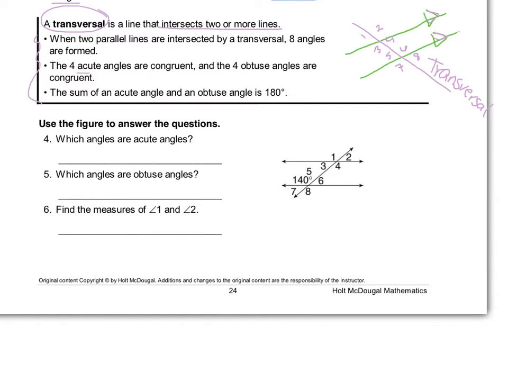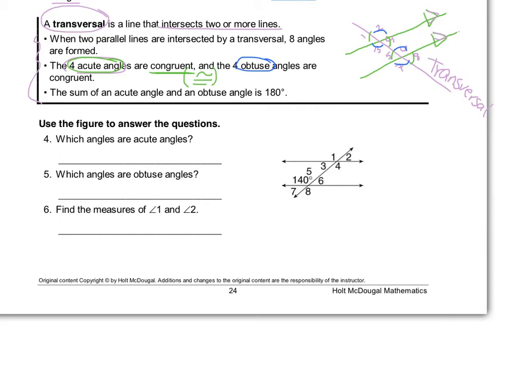The 4 acute angles are congruent. So if I look at my diagram, I have angle 1 and angle 4. Those are 2 acute. And then 5 and 8 are also acute. They're congruent, meaning they are the same. That's the congruency symbol there. Squiggle with an equal sign. The 4 obtuse angles are then also going to be congruent. So 2, 3, 6, and 7 are also going to be congruent.